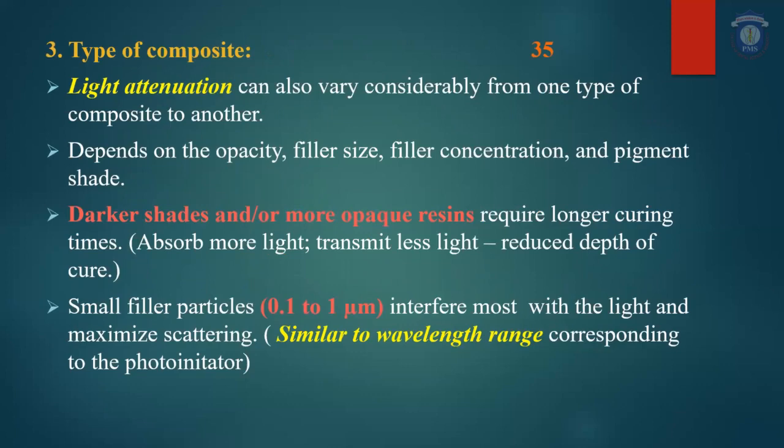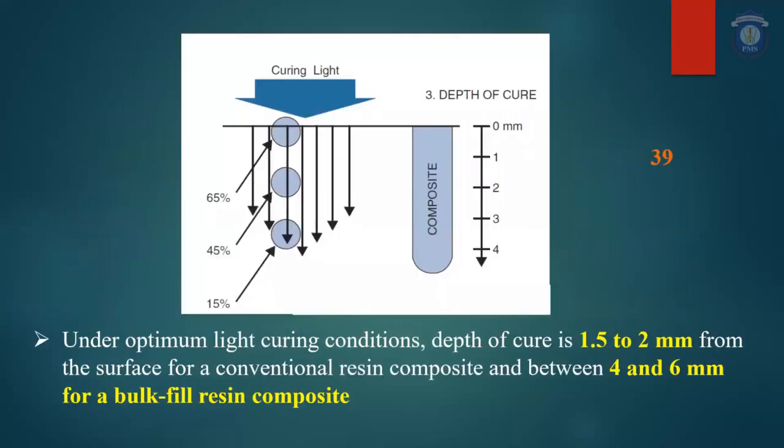Next factor determining the depth of cure, or degree of conversion rather, is the type of composite. As I mentioned before, there cannot be a standardization for all types of composites. For example, darker shade composites or composites having more opaque components will require longer curing time because they absorb more light and transmit less light. So the depth of cure will be very small. And also, small filler particles will interfere with light and maximize scattering. In such situations, we'll have to modify the light curing.